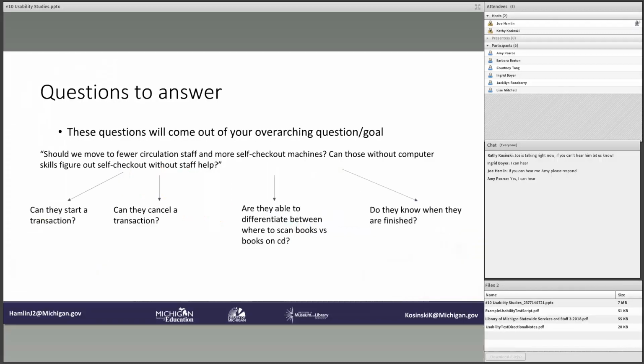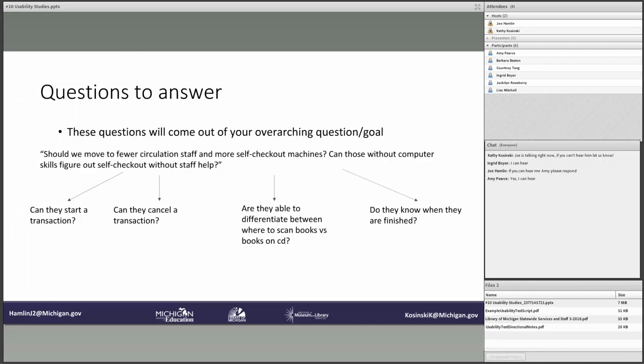So, questions to answer. The questions that you want will come out of your overarching question or goal. For example, if you've had a coworker who's really in charge in your library, and they just come back from ALA and they're like, I had this great talk with this guy on the sales floor who has a wonderful deal on self-checkout machines. We're going to replace everyone who works at the circ desk. We're going to have one person up there. It's going to be this huge thing.